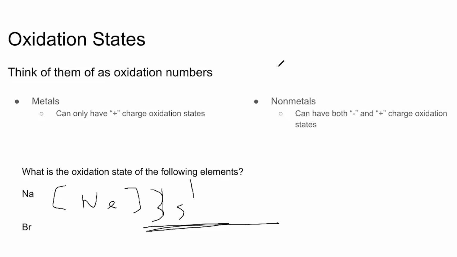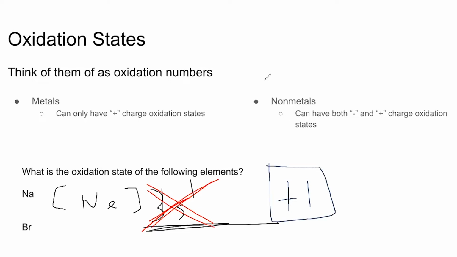For sodium, Ne, which is neon, already has all the shells filled, but this 3s1, if sodium were to lose this electron, so this goes away, it will end up having a +1 oxidation state. Do note that only metals can have positive charge oxidation states. So this would be the final answer for sodium only, because it is a metal.